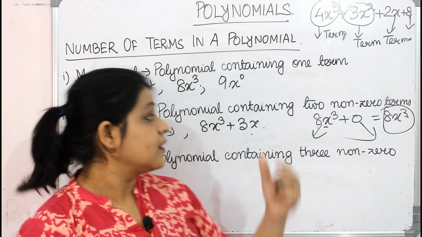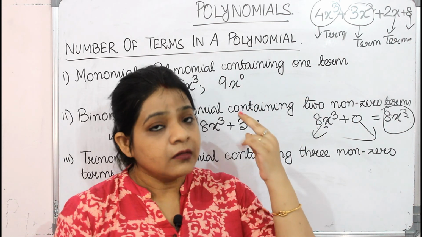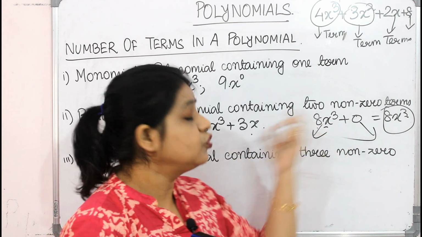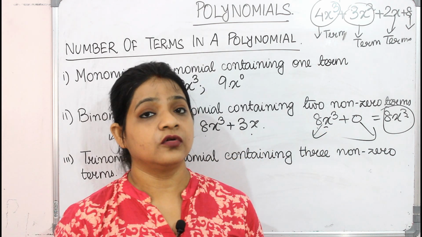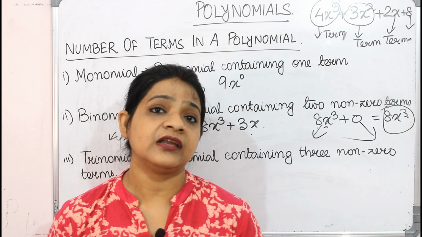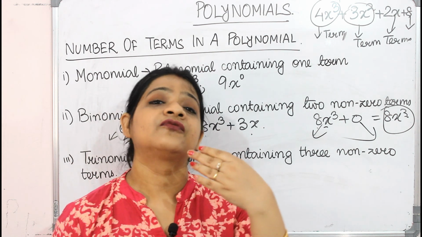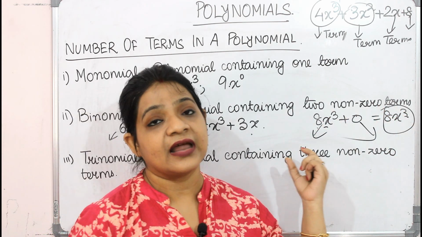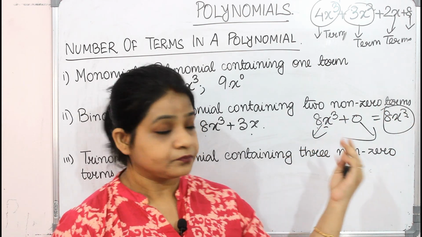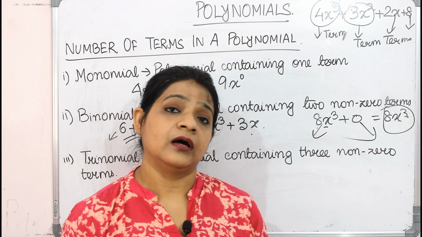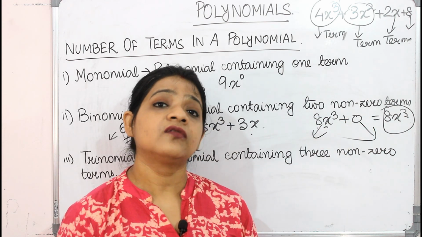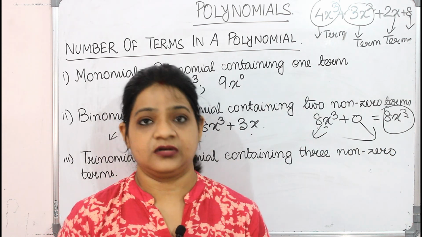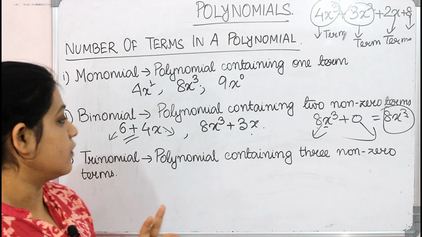So for an expression to be a binomial, both terms should be non-zero terms. Then only we can say that it is a binomial, because after adding or subtracting, again you will be getting a number. If we keep it as 0, then we will get a monomial expression. So it should be two non-zero terms.